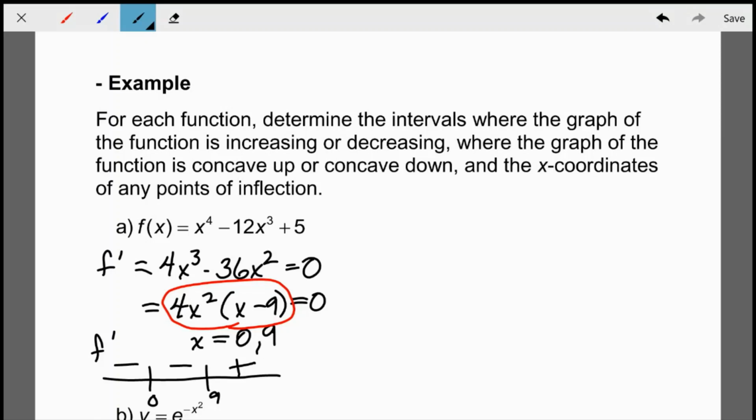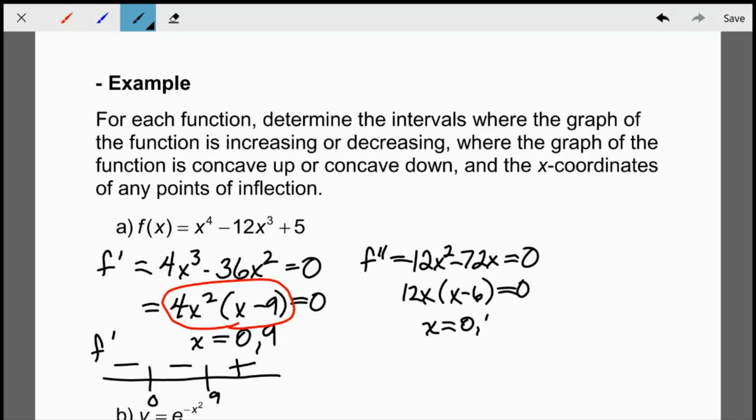Now analyze my second derivative. So the second derivative would be 12x squared minus 72x. Okay, so again, these are not critical points, but we're looking for possible points of inflection. So I'm going to factor this. 12x factors out, and I have x minus 6. And you can see I get x equals 0 and 6. Now, I can already tell that I have 2 inflection points. And the reason I know I have 2 inflection points is because both of these had a multiplicity of 1.